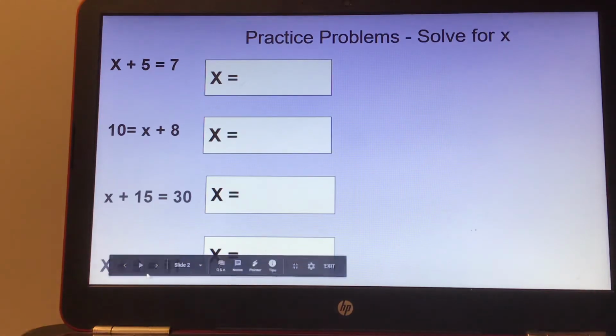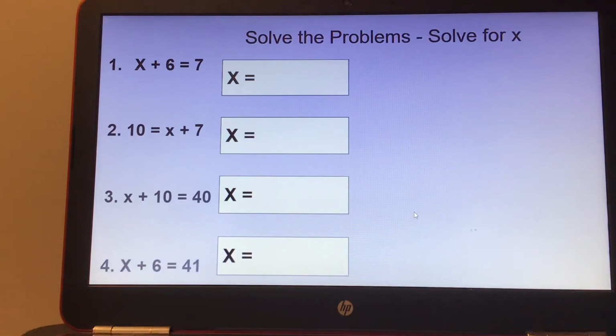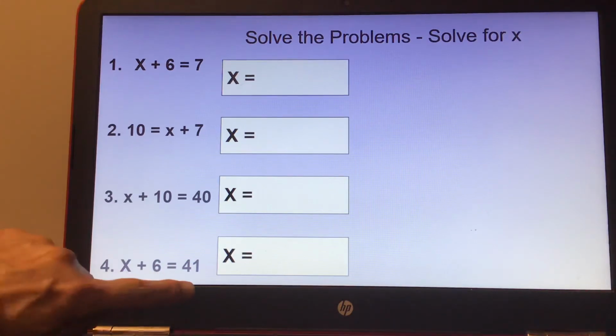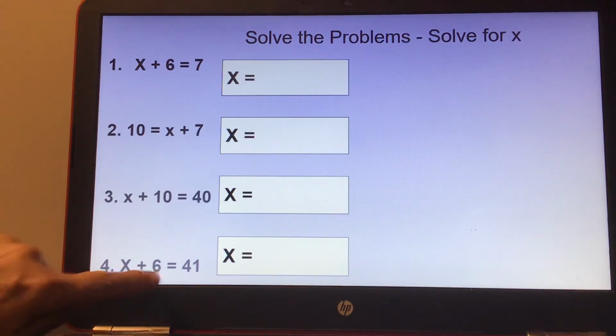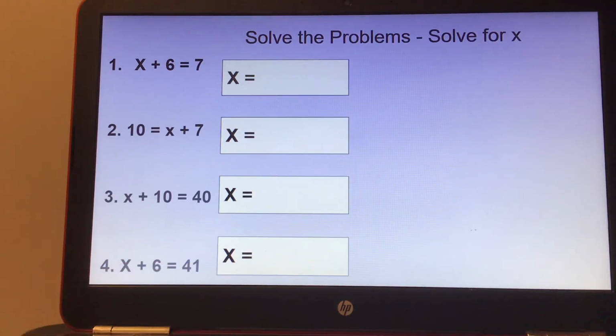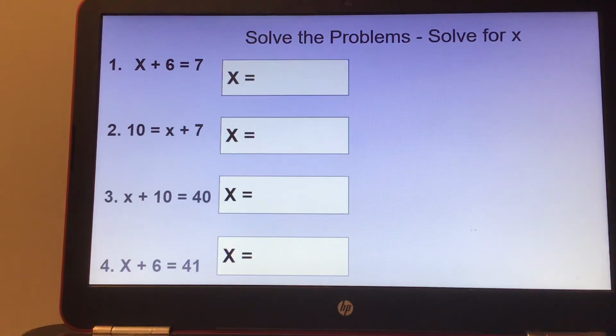And the last problem, let's see if we can see it. It takes a minute. It's x plus 6 equals 41. So I'm going to subtract 6 from both sides, and that would give me 35 on this side. So if I subtract 6 from here, that leaves x. x equals 35. Let's see if we're right. 35 plus 6 equals 41.